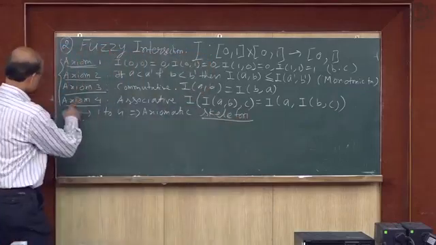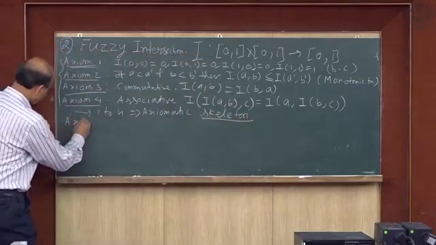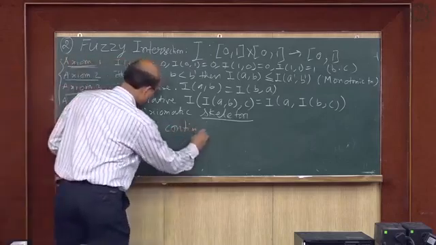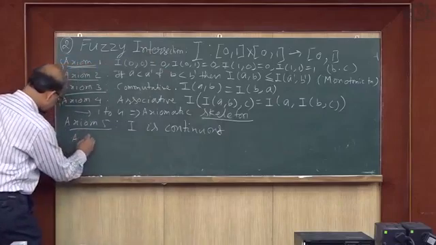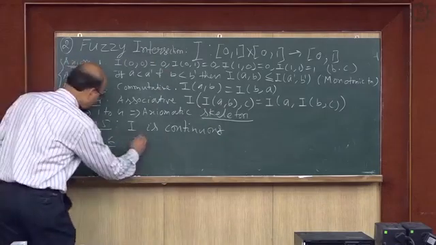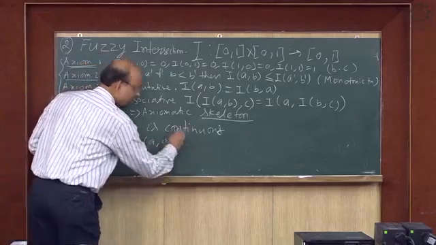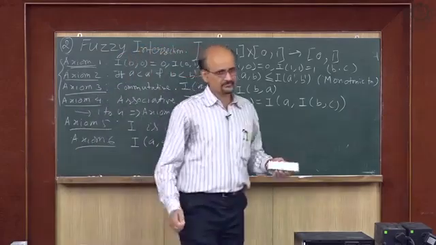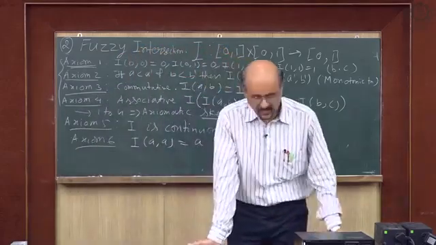Then we have axiom 5, I is continuous, and lastly axiom 6, it was I of the same element A, or same membership function, it is your A, and the name is same again, idempotency.